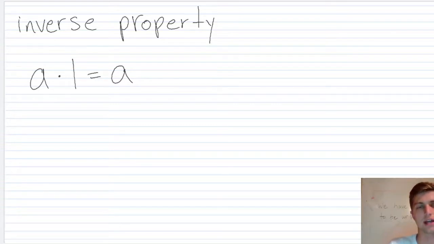Next, we have the inverse properties. The inverse property is related to the identity property in this way. Instead of getting what we started with, we want to get to the identity. Let me just rewrite what we had for multiplication. This is the identity property of multiplication: A times 1 equals A. Now, the inverse property says A times what gives us 1?